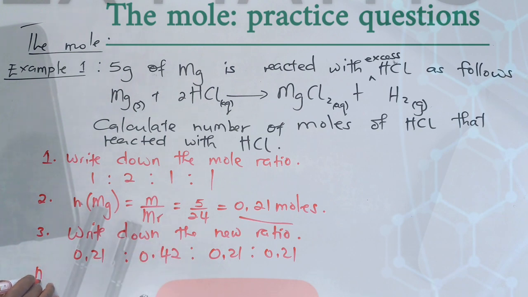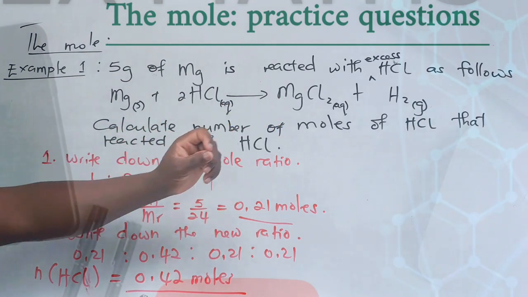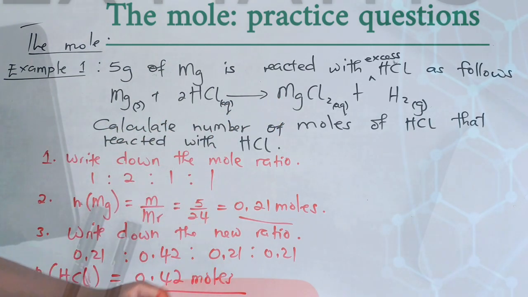So the number of moles of HCl is equal to 0.42 moles. If they ask you the number of moles of hydrogen gas, it's 0.21. The number of moles of magnesium chloride produced, it's 0.21.